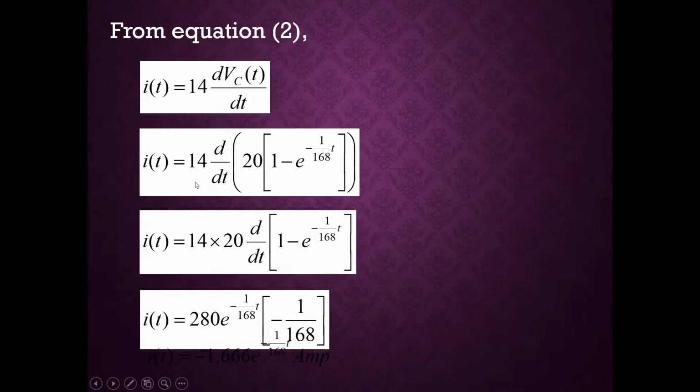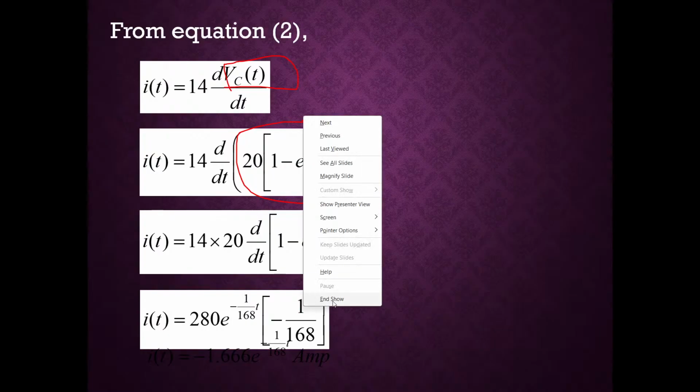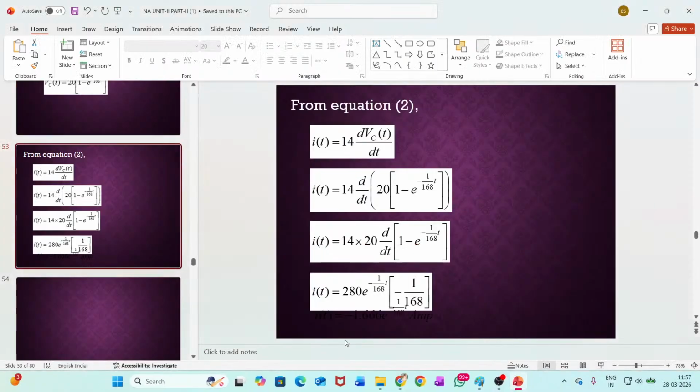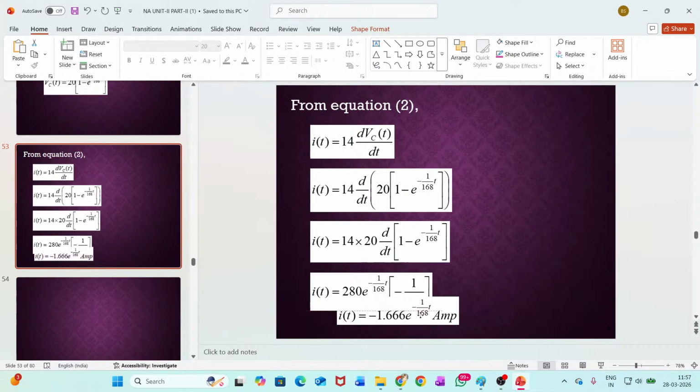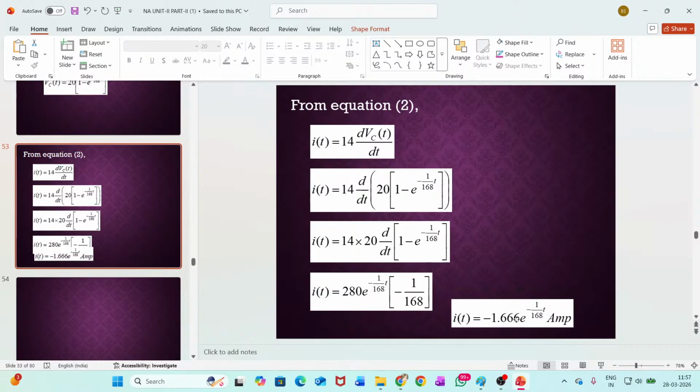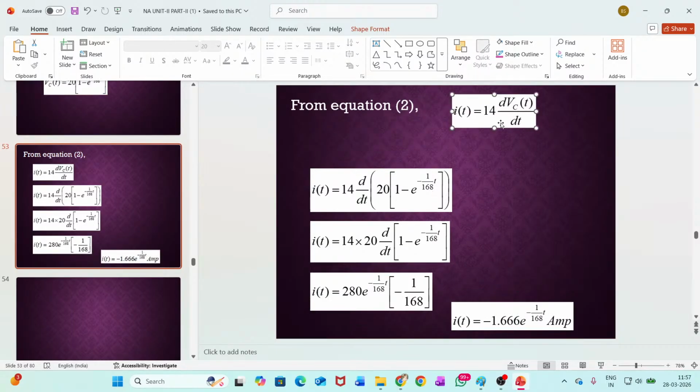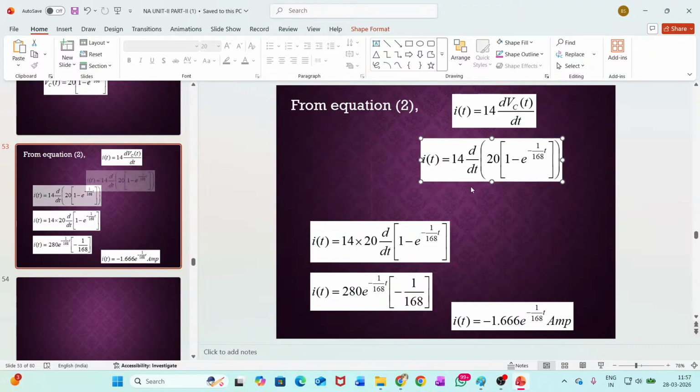So instead of Vc of t, there is my cursor. Instead of Vc of t, write this. So 20 is constant, send it outside. D by dt of 1 minus e power minus 1 by 168t. Here I think something is missing. These equations, I will write it here.